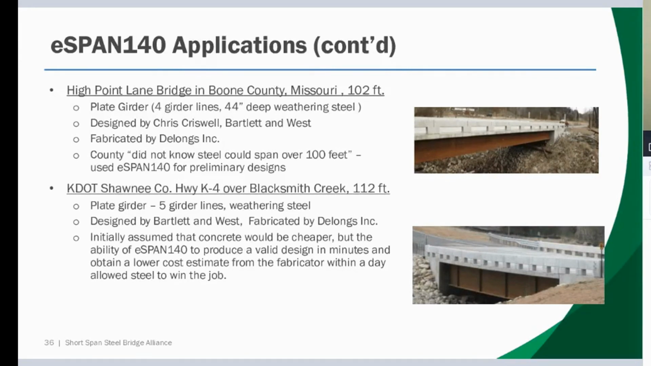Same thing with this KDOT Shawnee County Bridge that's 112 foot long. They initially assumed that concrete would be cheaper, but they ran eSPAN. eSPAN produced a valid option, again, within minutes. And it ended up getting them a lower cost estimate, and they won the job. So again, the proof's in the pudding here that steel bridges are economically competitive and a serious option for short span situations.